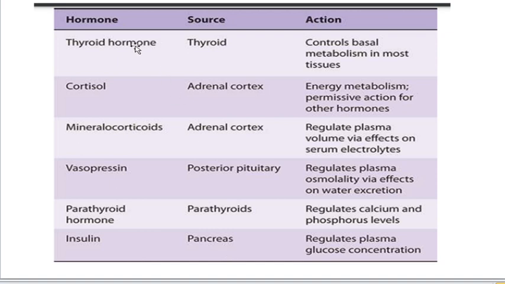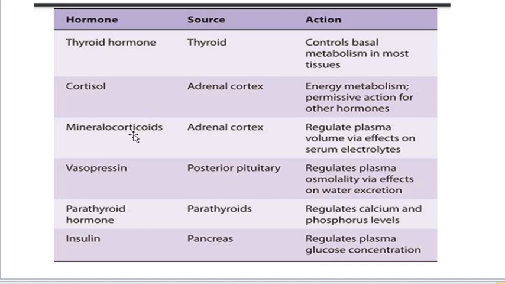Next, thyroid hormone controls the basal metabolic rate in most tissues, whereas cortisol is involved in energy action, and cortisol also has a permissive action with other hormones like adrenocorticotropic hormone as well as corticotropin releasing hormone. Maybe in the upcoming videos, upcoming slides, I'm going to explain this in detail.